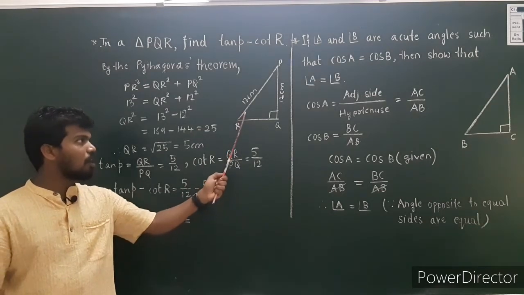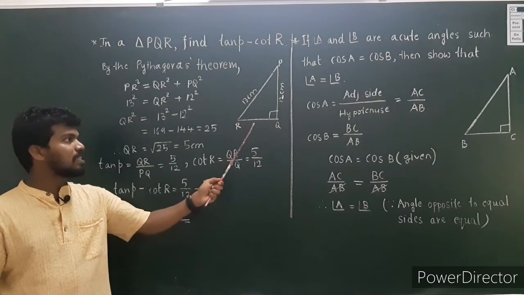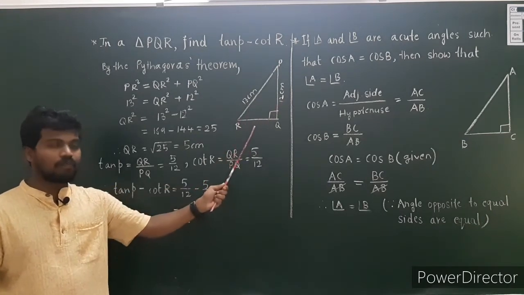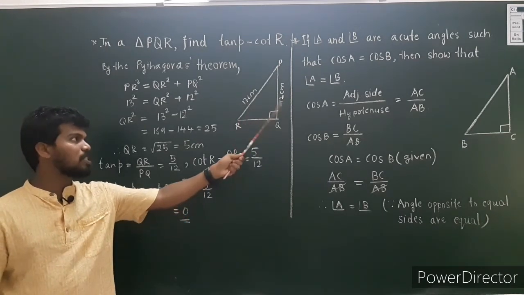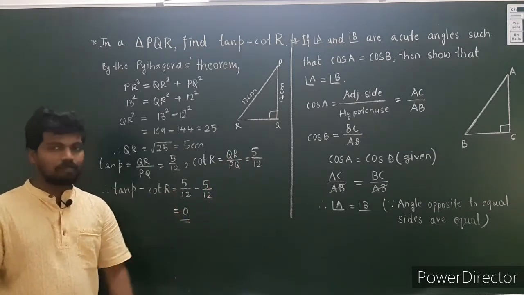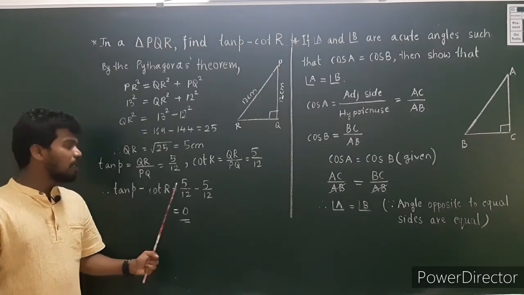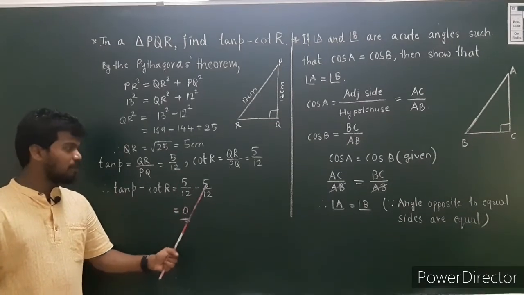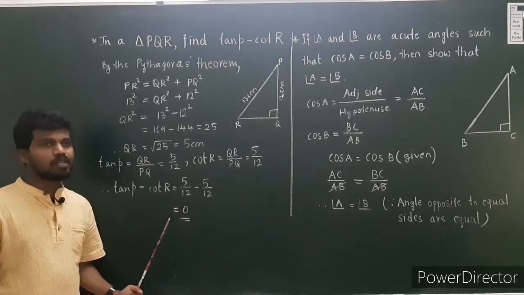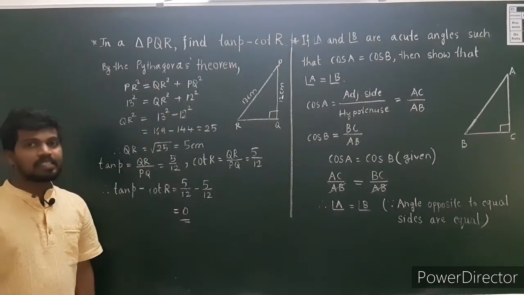Similarly, cot R. Where is cot R here? R is here. Cot is adjacent side by opposite side, that is the definition of cot. So QR by PQ, that is 5 by 12. Both the answers are the same. Therefore, tan P minus cot R is equal to 5 by 12 minus 5 by 12, which is equal to 0. That is the answer. So tan P minus cot R, you get 0.